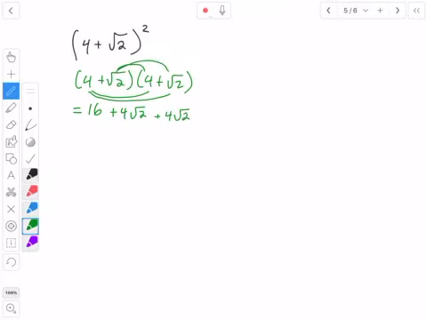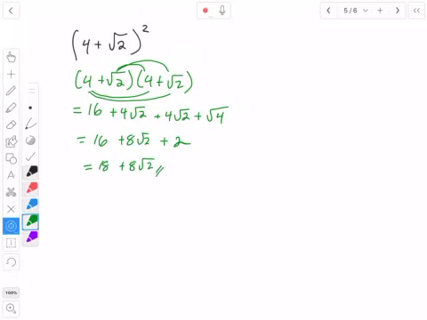And then the square root of 2 times the square root of 2 is the square root of 4. Means that I have 16 plus 8 square root of 2 plus the square root of 4 is 2. I have 18 plus 8 square root of 2. But again, that 2 outside here, we are FOILing this binomial. We are multiplying it times itself. We are not just raising each number to the square.